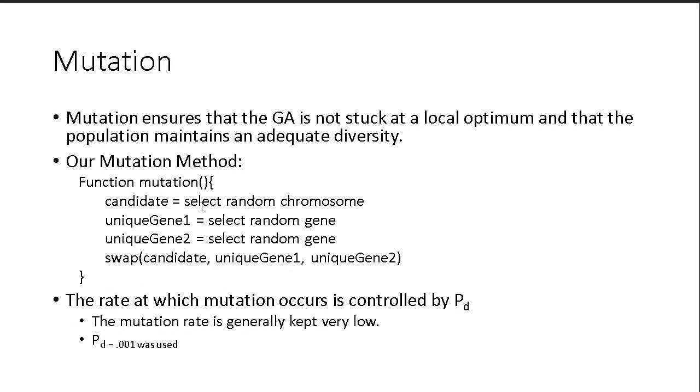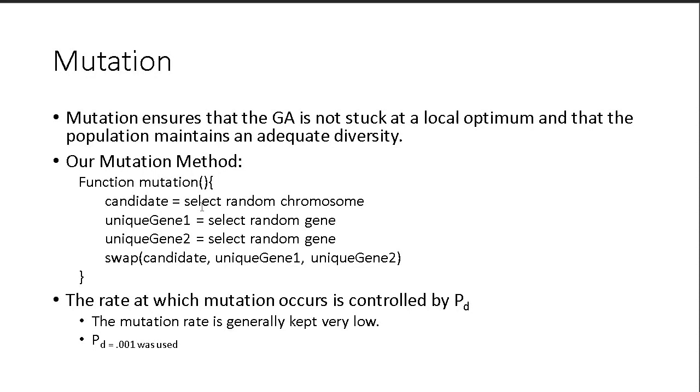Next up we have mutation. Mutation ensures that the GA is not stuck at a local optimum and that the population maintains an adequate diversity. Here's our mutation method. First we select a random chromosome, which is our candidate, and then we select 2 different genes to perform mutation. And then once we have those 2 genes, we perform a swap.